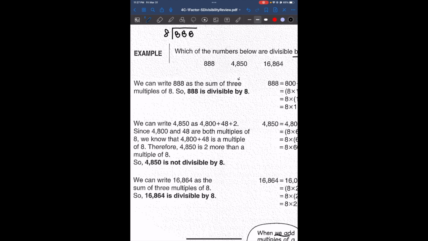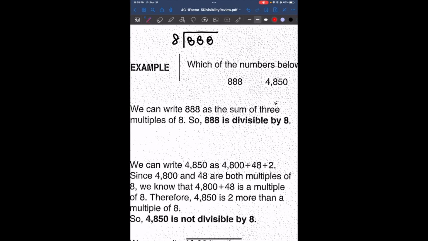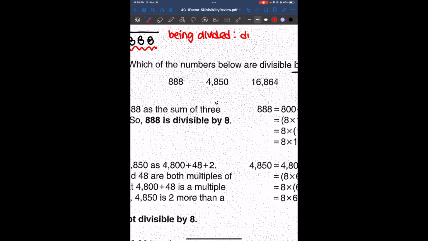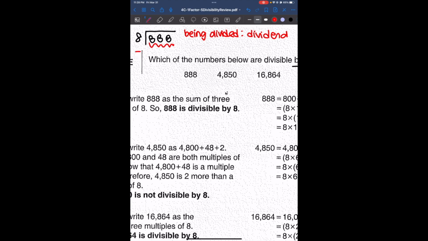Now, in this case, we're going to learn about things called a dividend, quotient, and divisor. So the 888, or what is being divided, that is what we call a dividend. It's really helpful to know these terms, but if you don't right now, it's totally fine, and you can learn and memorize these terms as we go. But it's really important that you know how to solve this using division. You should really memorize how to divide using this strategy.